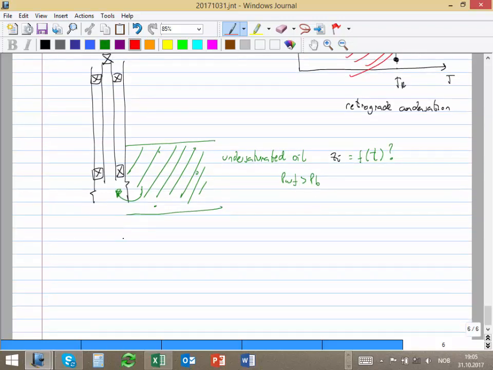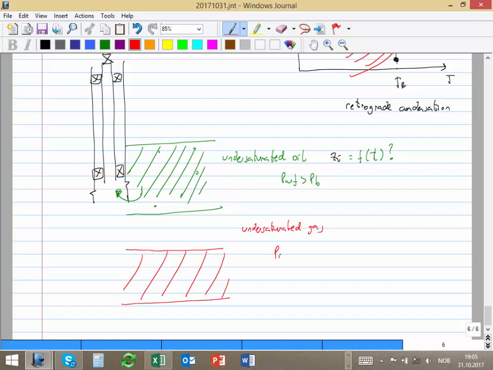What happens now if I have undersaturated gas? That's where PWF is greater than the dew point pressure at reservoir temperature, and this is also at reservoir temperature. The composition is also constant. Okay, so the envelope remains exactly the same.